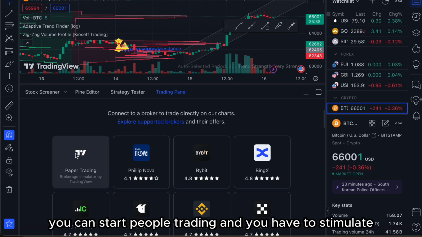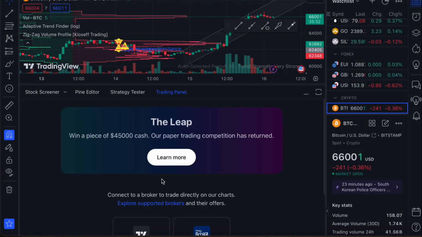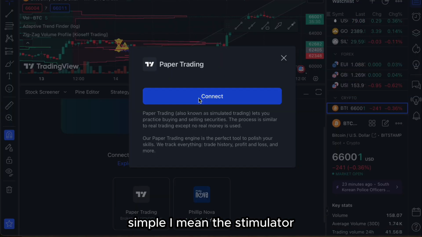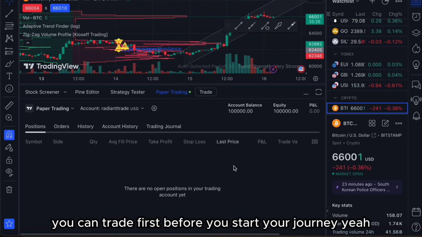So basically, you can start paper trading, and it will help to simulate, I mean the simulator. So basically, you can trade first before you start your journey.